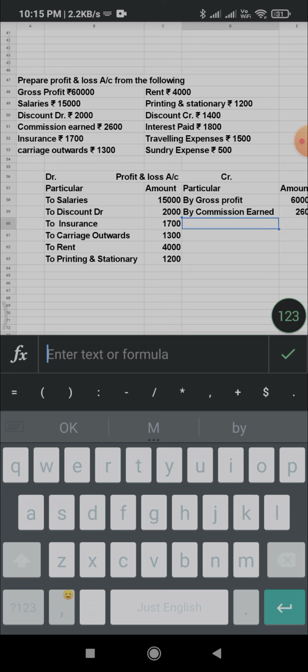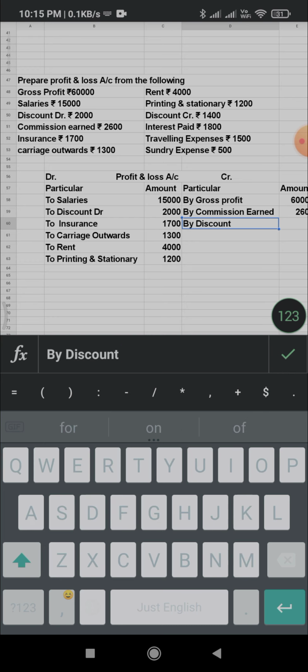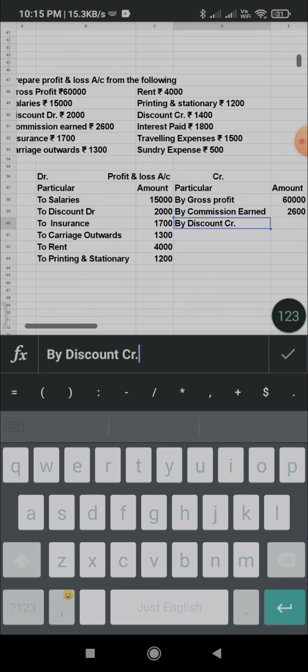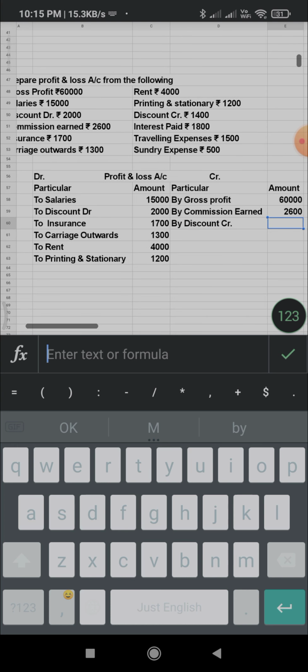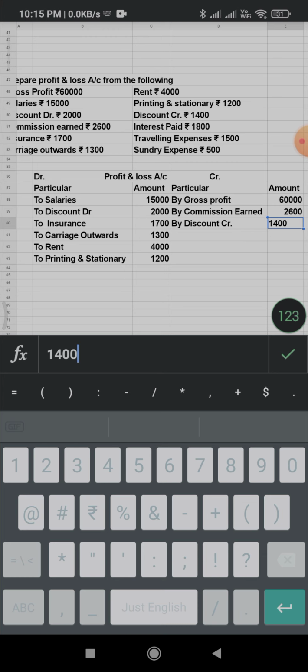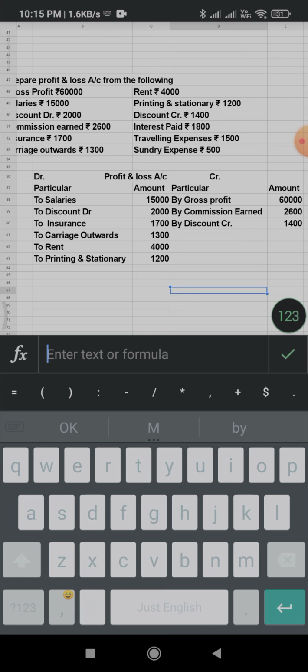Next one, discount. The word mentioned here is credit. Discount they give under the credit side. So this is nothing but discount earned or discount received. CR stands for what here now? Discount earned. In the trial balance, credit side, they have given it as discount credit. What is the amount here? It's 1400. So it is discount received or discount earned.